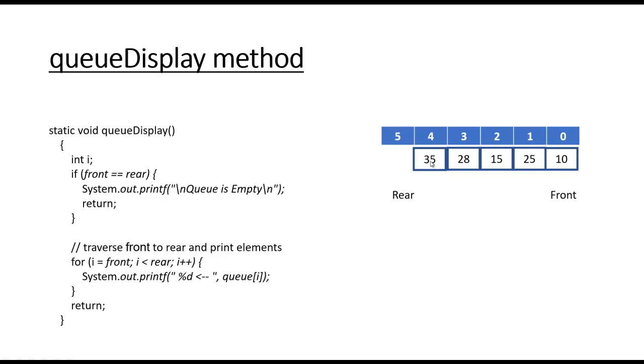So if there are 5 elements in this queue, my front will be representing 0 and the rear will represent this 5th number. So if it is the case, then i equal to front, i less than rear, i plus plus, and it will keep on printing q[i]. So first time it will print 10, then print 25, print 15, print 28 and print 35. So this way we are going to display all the elements from the queue.